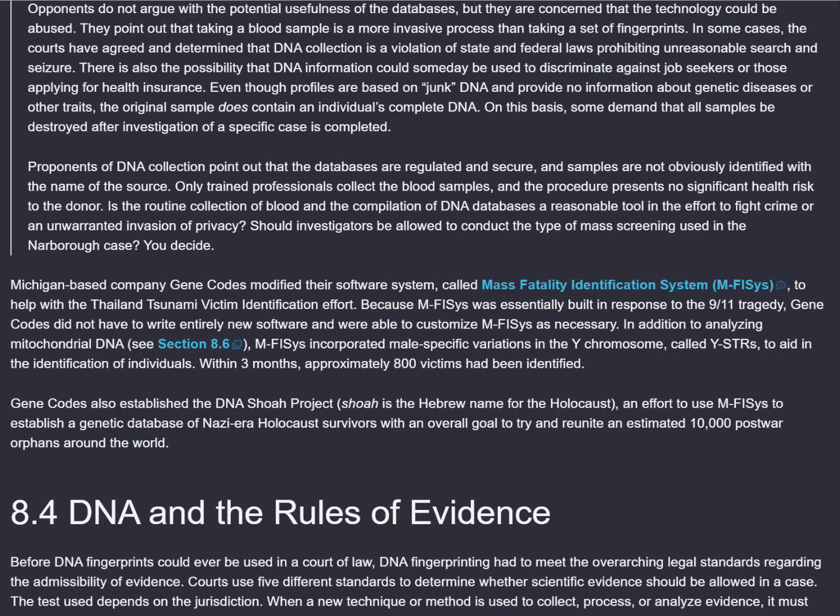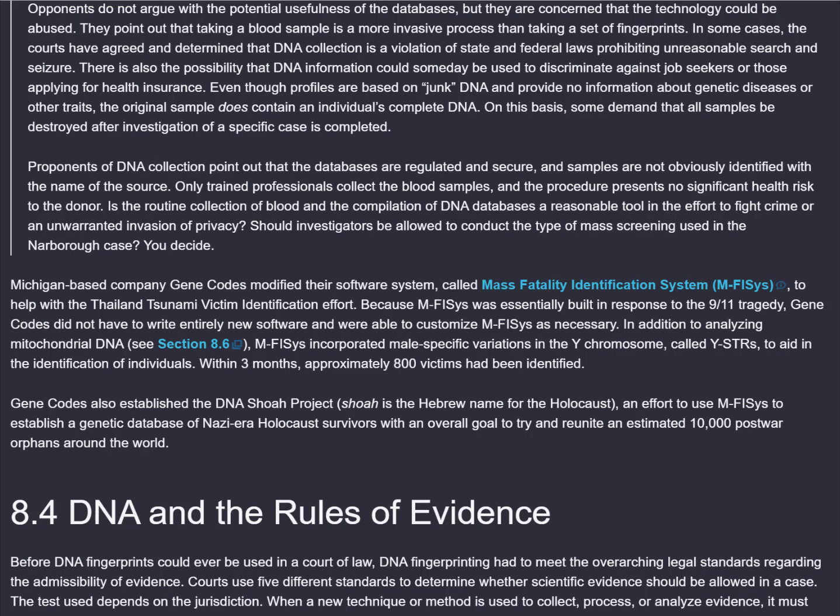Opponents do not argue with the potential usefulness of the databases, but they are concerned that the technology could be abused. They point out that taking a blood sample is a more invasive process than taking a set of fingerprints. In some cases, the courts have agreed and determined that DNA collection is a violation of state and federal laws prohibiting unreasonable search and seizure.